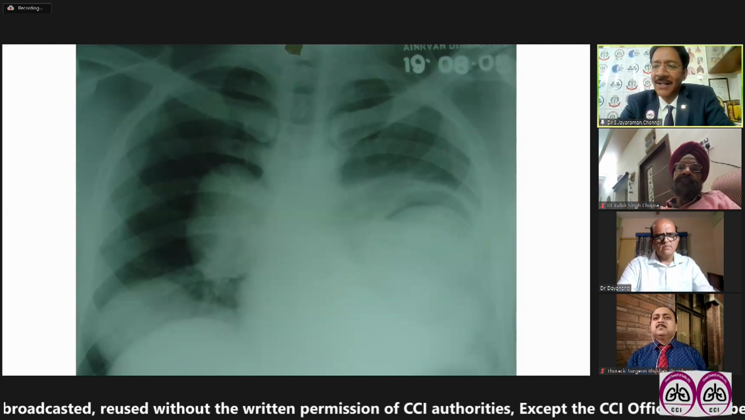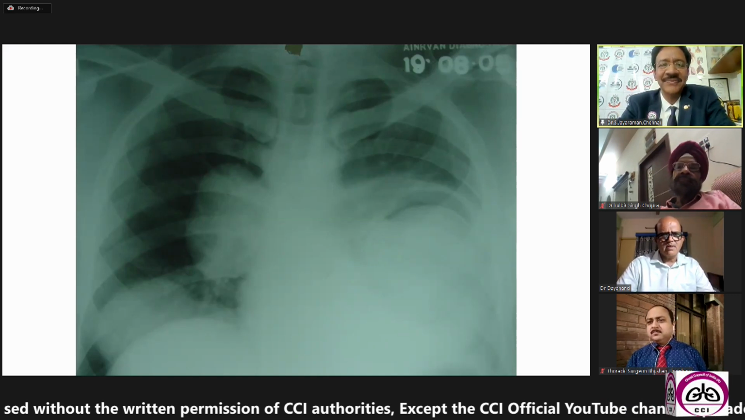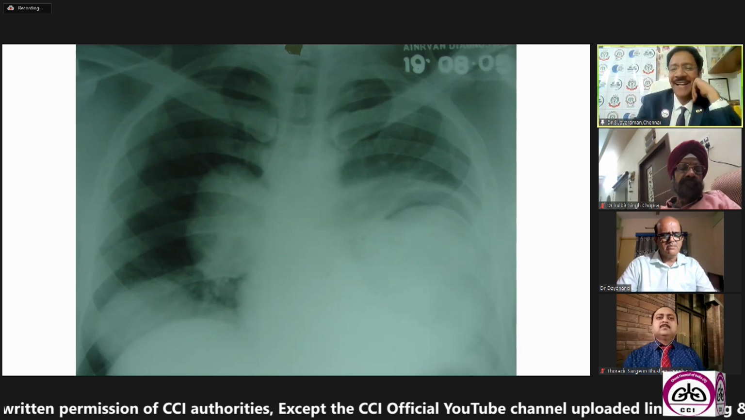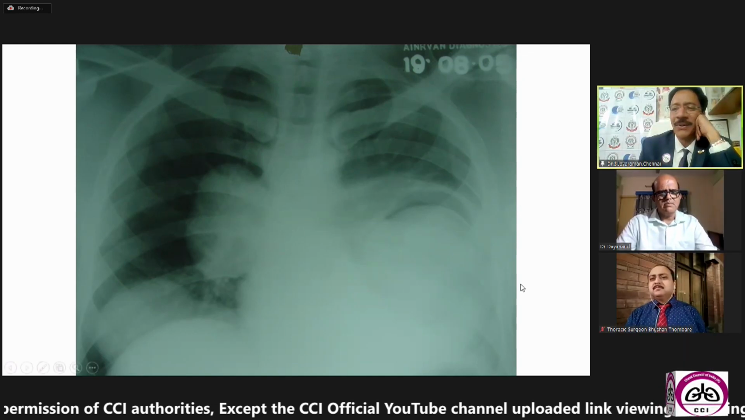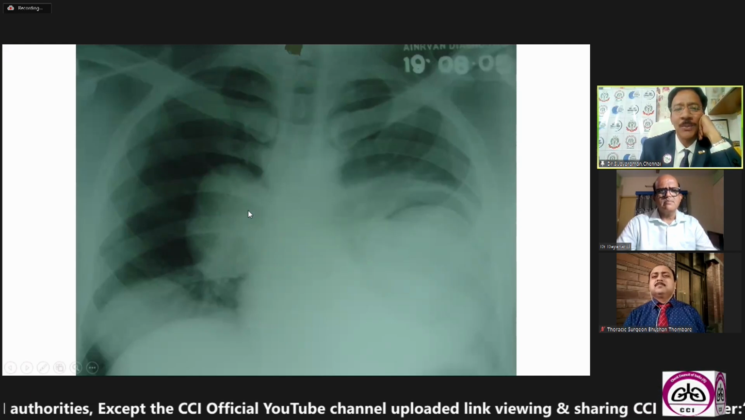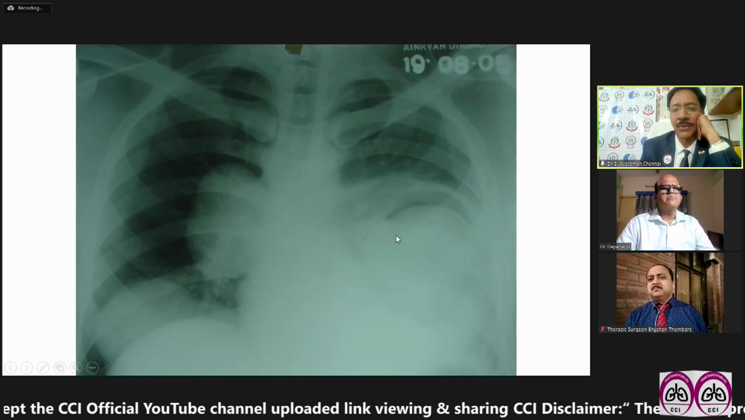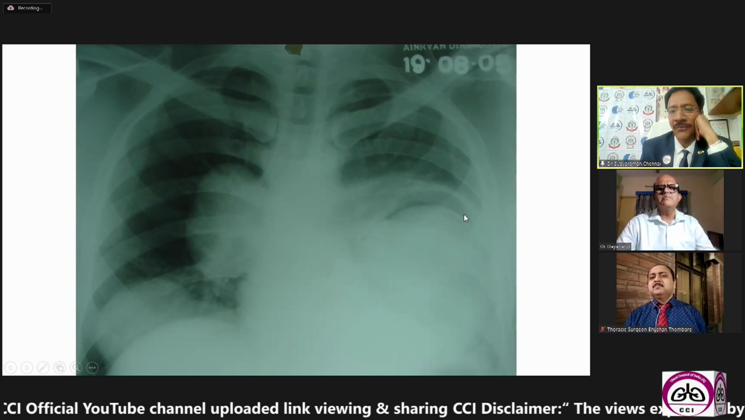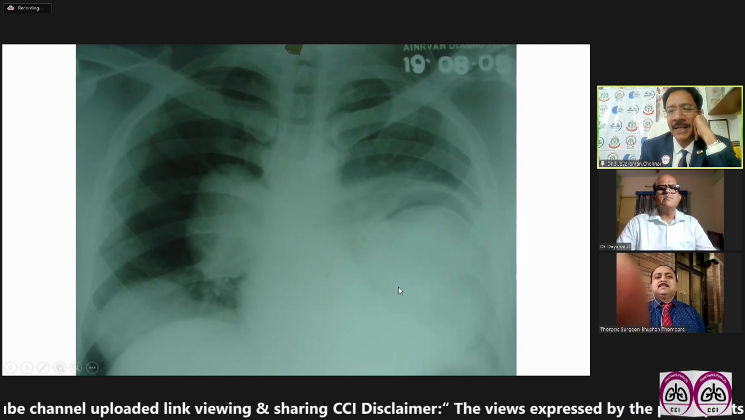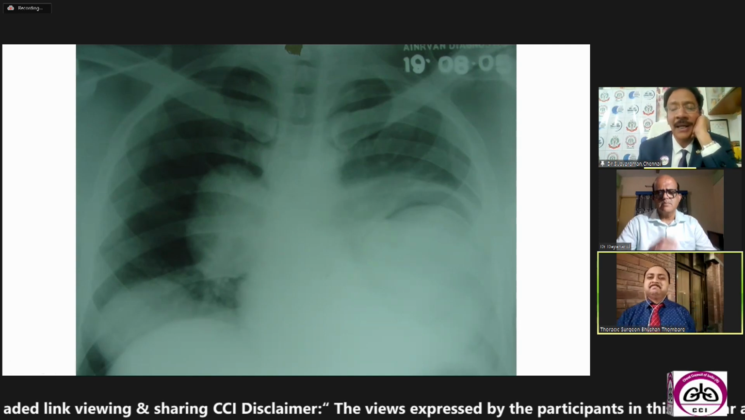Kulbir Singh sir or Komal, can you comment on this chest radiography? It's almost similar to Dr. Bhushan's case. You can see there are 3 large homogeneous opacities in the right hilar and right lower zone, and there is a well-defined lesion with some air in it. This is an air crescent sign, a very classical presentation.